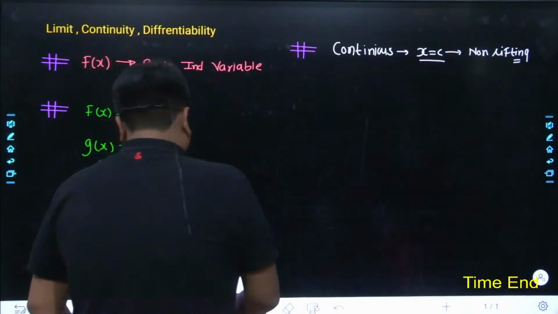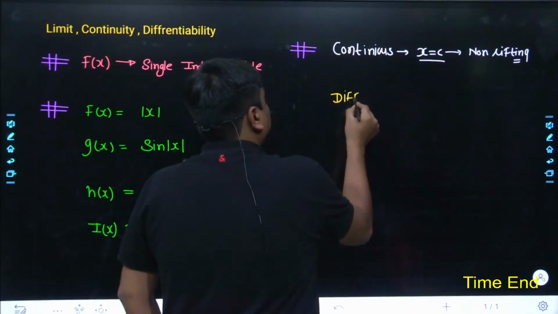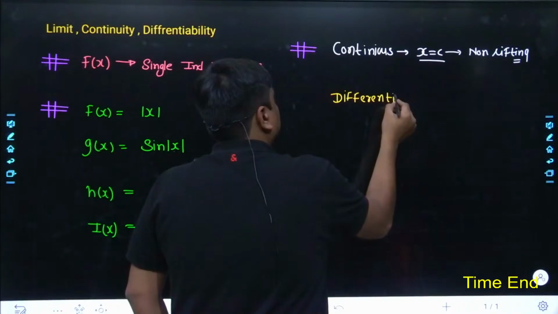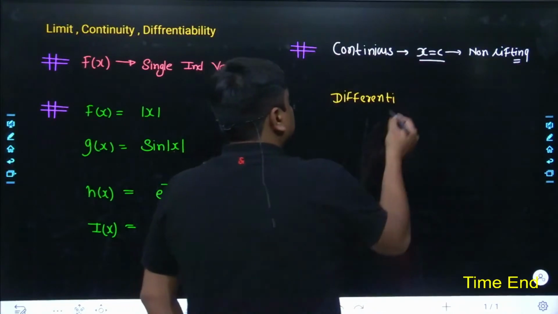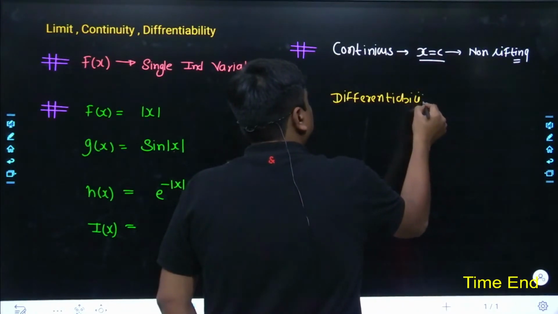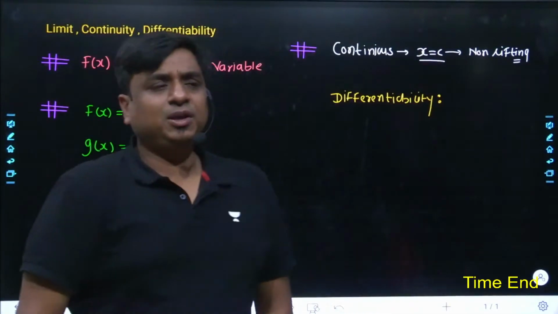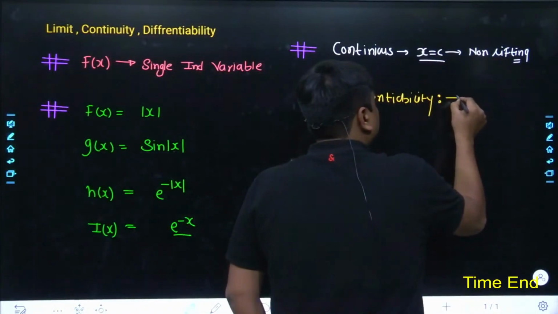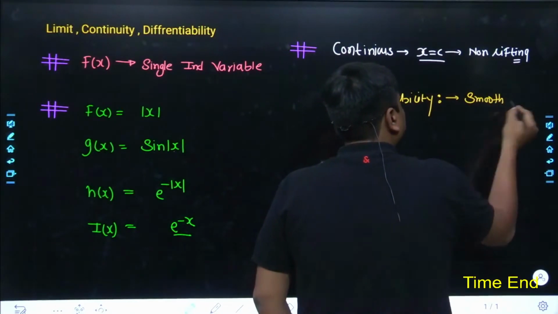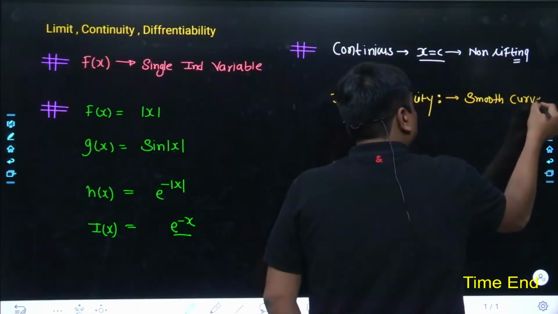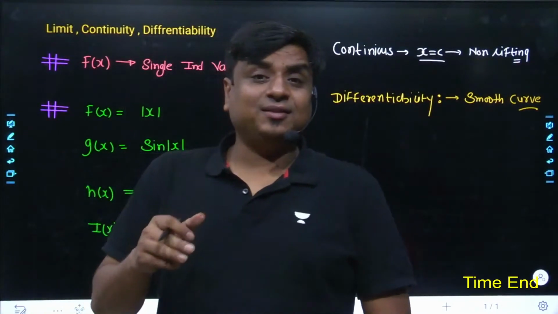Same goes with differentiability as well. What does it mean by differentiability? The function must create a smooth curve at the point of interest. If it is a smooth curve, uniquely you will be able to draw a tangent and easily find its slope. Yes or no?